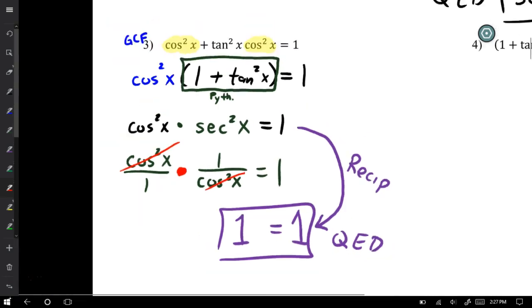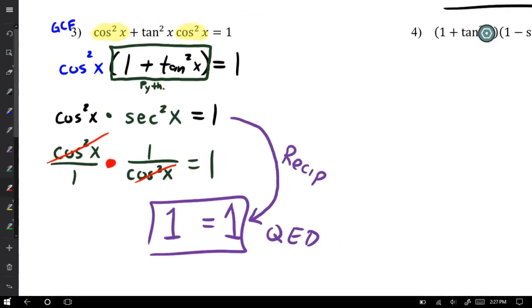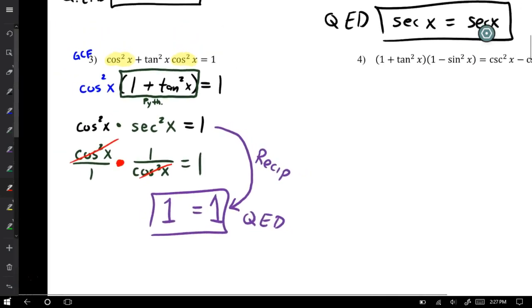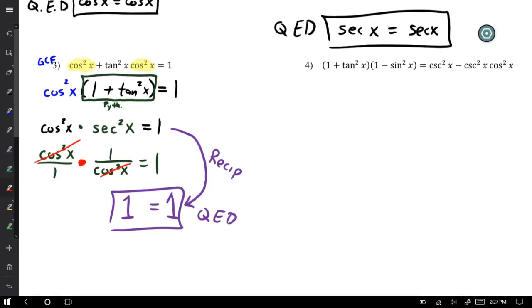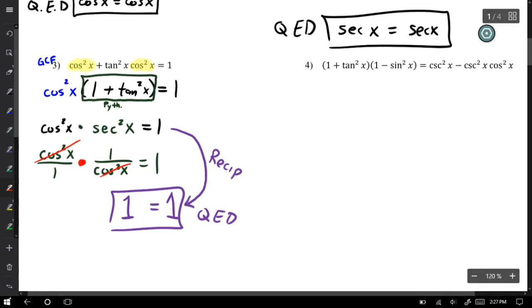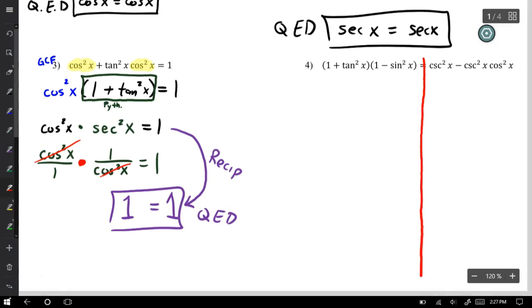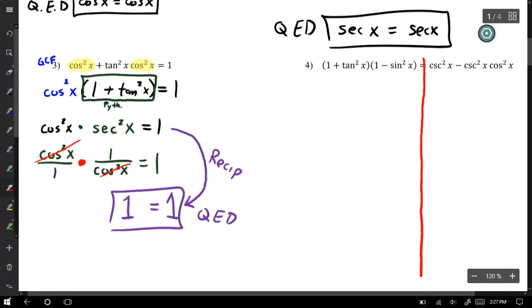So that was 2 ways to do number 3, and I don't care which one you do, but I did this one to end with because it is very similar to number 4 on how we're going to do it. Is number 4, I'm going to do something very controversial, is I'm going to work on both sides. So I'm going to simplify both sides.